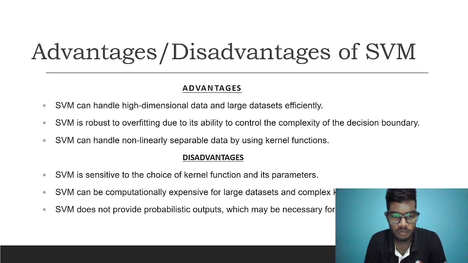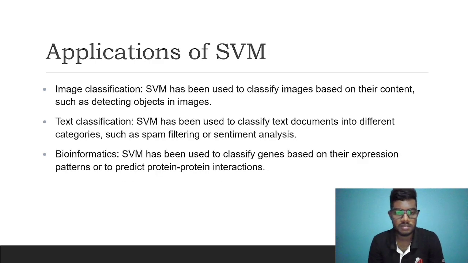Now, going on to the disadvantages. SVM is sensitive to the choice of kernel function and its parameters. SVM can be computationally expensive for large datasets and complex kernel functions. And SVM does not provide probabilistic outputs, which may be necessary for certain applications.